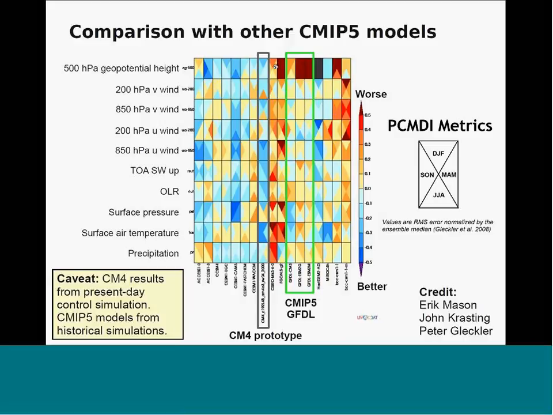So if you compare the gray area here, which is the prototype CM4, versus the green rectangle here, which is the previous generation GFDL model, you see that there's substantially more blue in this column than there was in this rectangle. So CM4 looks like it will be a substantial improvement compared to CM3, ESM2G, and 2M. If you compare to the rest of the models, it's also very encouraging. It's maybe not as good as some of the other models, but it definitely looks like it may be in the top percentile compared to simplified models.